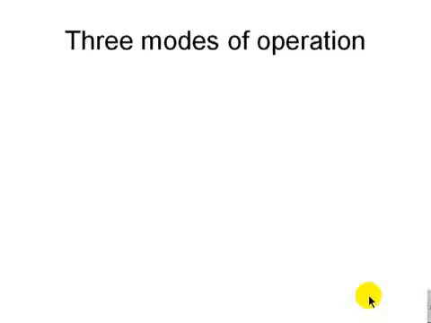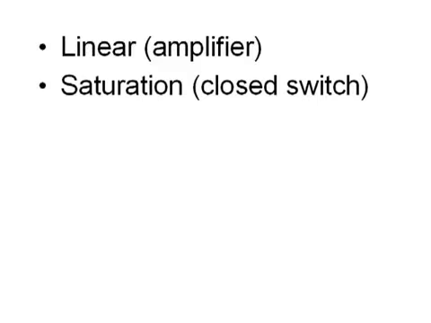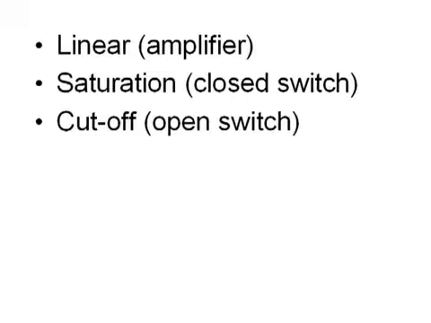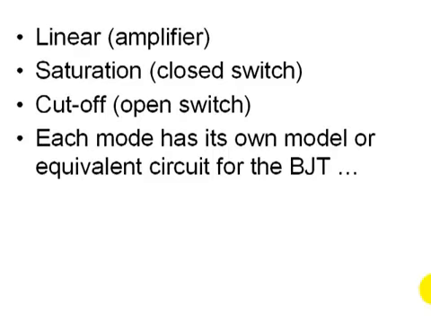The BJT can function in one of three modes of operation. In linear mode, it works as a current amplifier. In saturation mode, it resembles a closed switch. In cutoff mode, it acts as an open switch. Each one of those modes has its own model, its own equivalent circuit to represent the BJT. Let's remember what they look like.